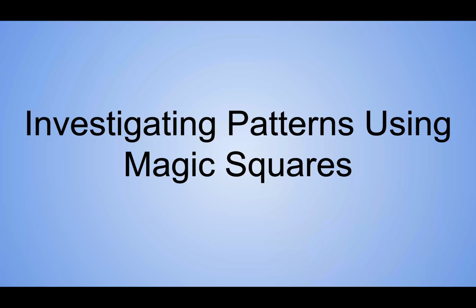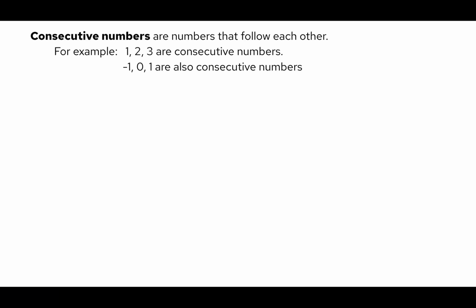Today we're going to investigate patterns, and this time we're going to use magic squares. So, first of all, let's review what consecutive numbers are. These are numbers that follow each other. For example, 1, 2, 3, or negative 1, 0, 1. We call them our counting numbers, and they can be positive or negative numbers.